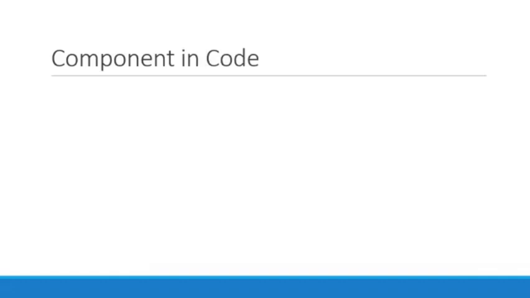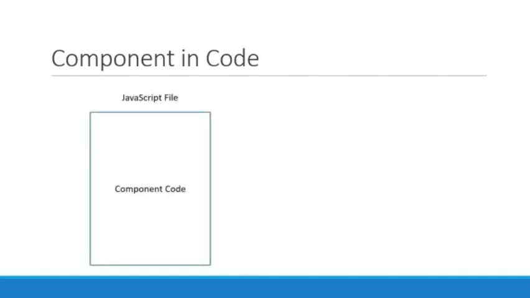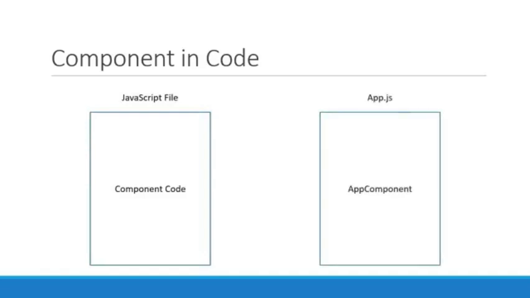Now, how does a component translate to code in our application? A component code is usually placed in a JavaScript file. For example, app component is placed in app.js. You can also have component files with .jsx extension, but for this series, we stick to the simple .js extension. We will, however, take a closer look at JSX in one of the upcoming videos. Alright, so a component is basically the code inside a .js file.